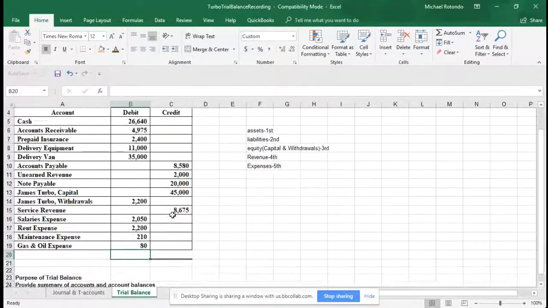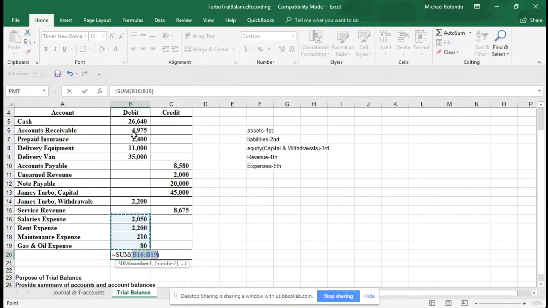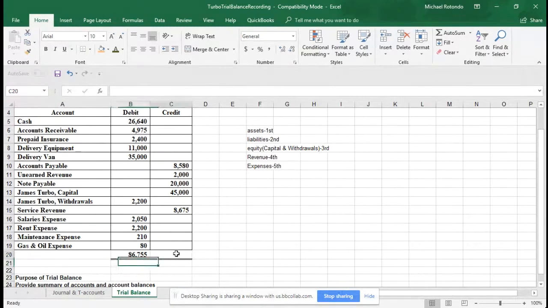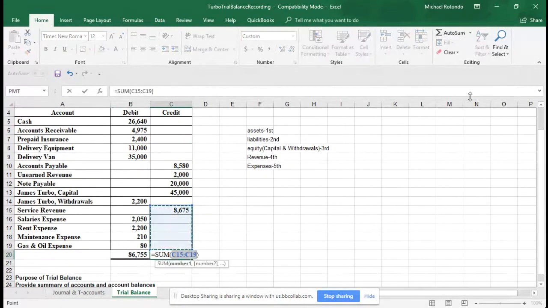So we can see that we have a summary of each account's balances. Now our goal here, of course, is that debits equal credits. If they don't, then we have a mistake somewhere, and we have to find that. And we'll talk more about finding errors in the trial balance and what kinds of common errors there are at a later time. So let's add up the debit column. Press enter. And we get 86,755. Let's add up the credit side. We get 84,255. So we're off.